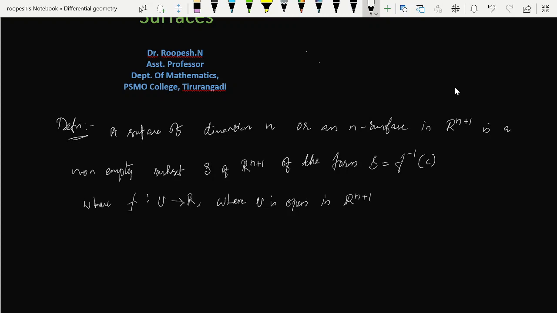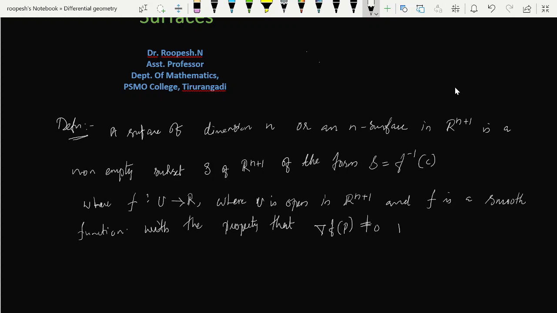And F is a smooth function with the property that del F of p is not equal to 0 for every p belonging to S. So this is the definition of a surface.